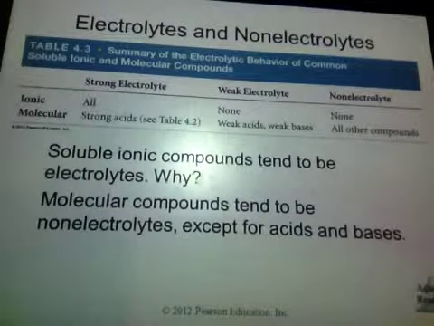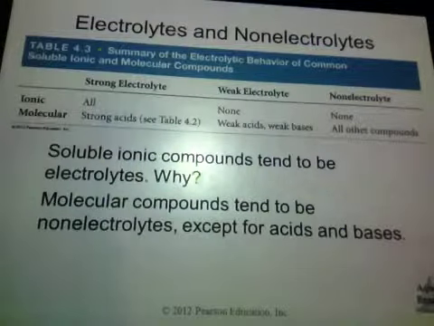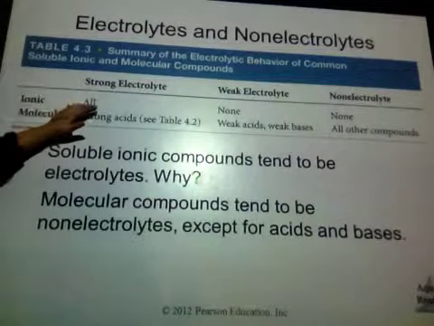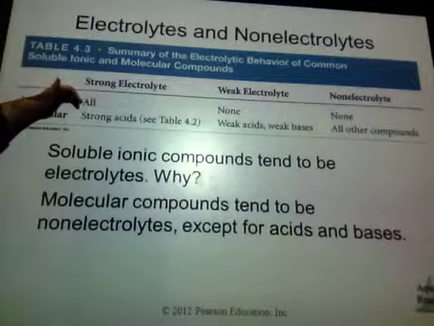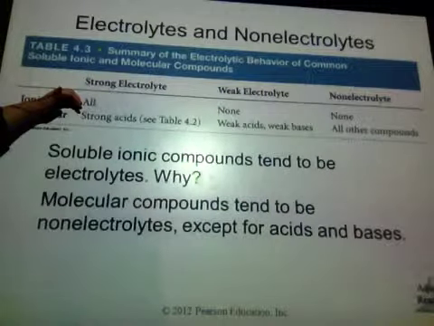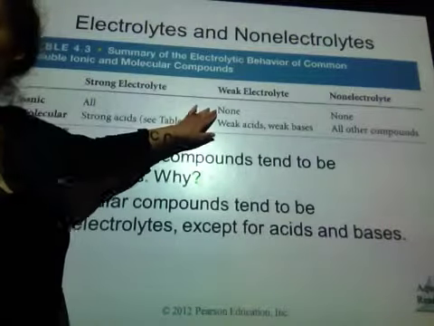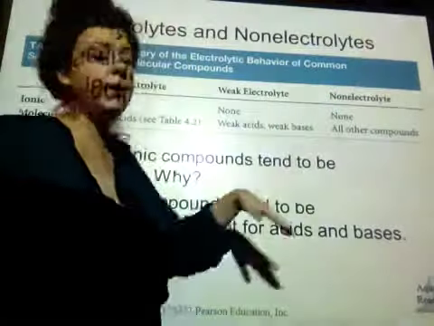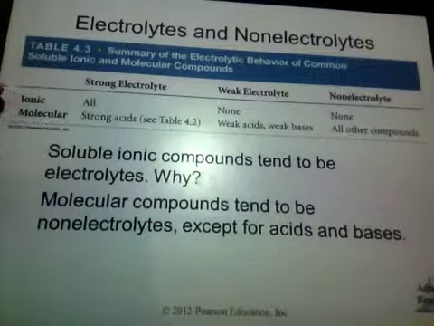Electrolytes and non-electrolytes. In your book, there's a table that gives you a summary of different types of strong electrolytes, weak electrolytes, and non-electrolytes. So if I look here, all ionic compounds are considered to be strong electrolytes. For ionic compounds and weak electrolytes, there are none. Ionic compounds, non-electrolytes, there are none. So this is simply saying that all ionic compounds are strong electrolytes.